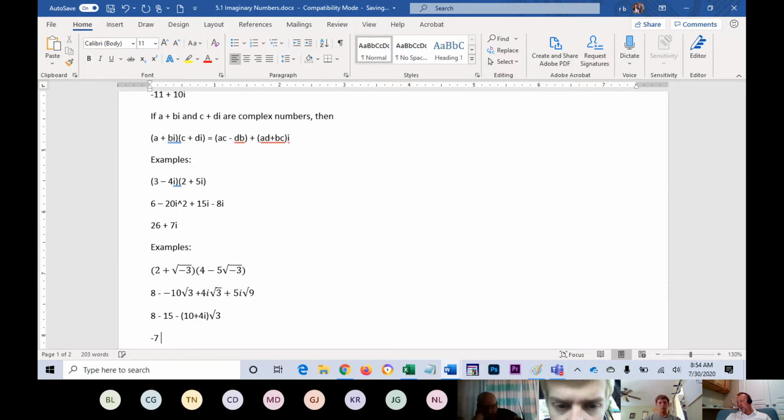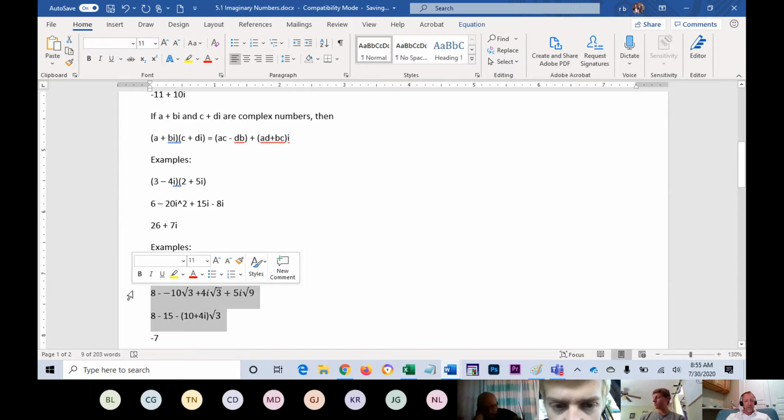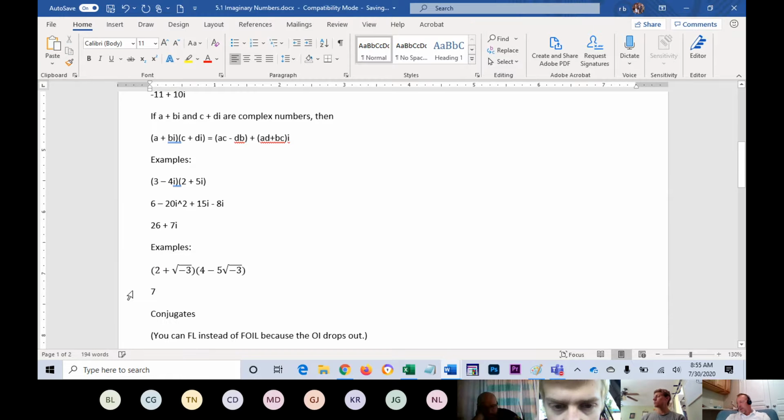And then plus 10. Wait, or plus, actually, is that true? You know what? Let's do this again because I swear the problem is I wrote the problem down wrong. Let me make sure I got the problem right here. 2 plus negative square root of negative 3, 4 minus 5 times the square root of negative 3.